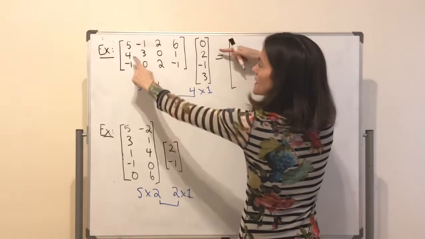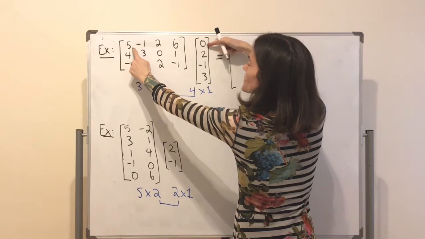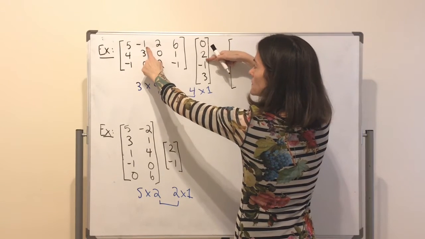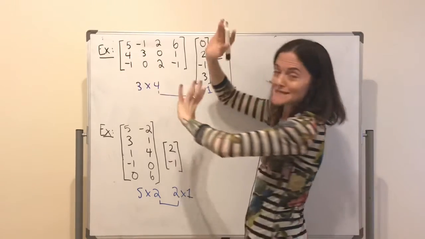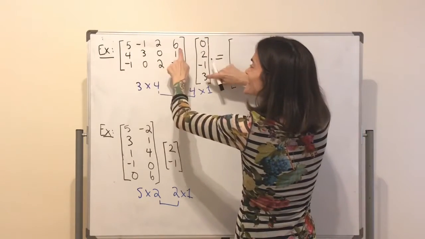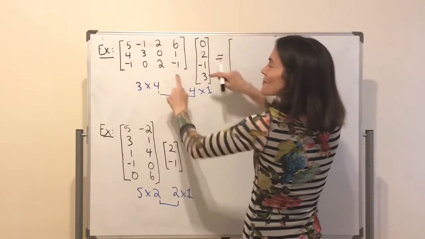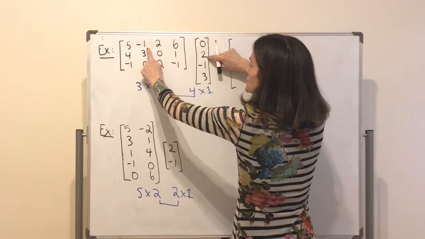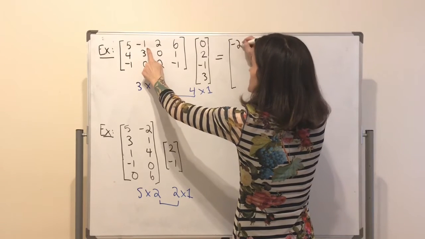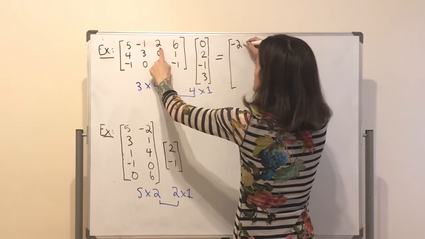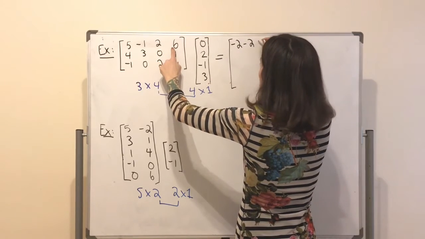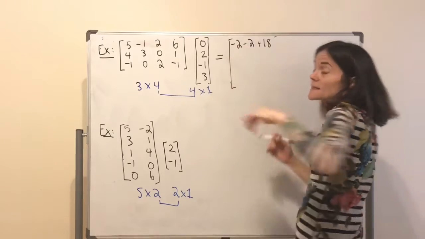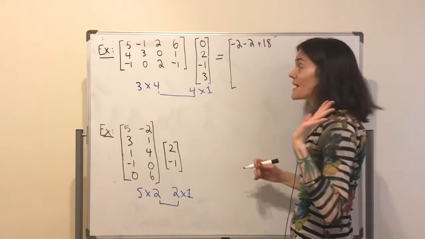So we take this row and dot it with this vector, 5 times 0 plus minus 1. Okay, maybe I'll write an intermediate step. We do exactly this operation that I was showing you. So 5 times 0 is 0. Minus 1 times 2 is minus 2. Then 2 times minus 1, minus 2. 6 times 3 is 18. Okay, then we move down. So this dot product is the first entry of this vector.